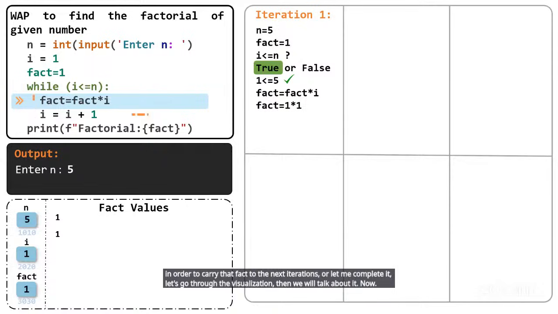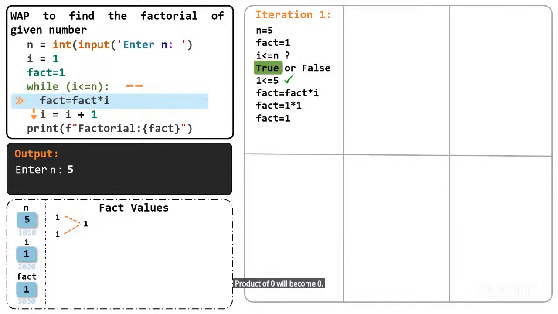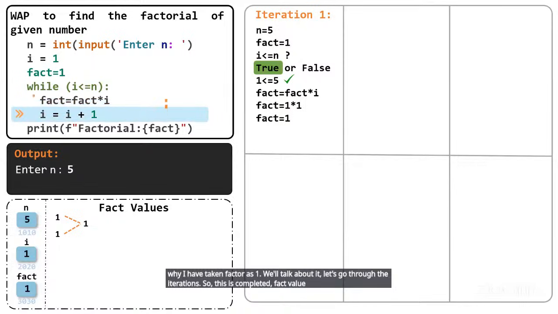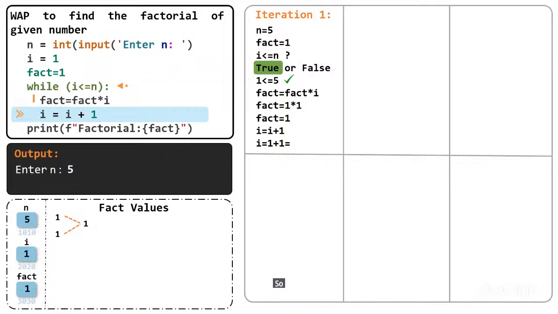Now, initial fact value is 1. 1 into 1, we are getting fact also 1. Now, why did I write 1? Because if you take 0, product of 0 will become 0. Okay. Product of anything with 1 will be itself. So that's why I have taken fact as 1. We'll talk about it. Let's go through the iterations. So this is completed. Fact value is updated to 1. Now i equal to i plus 1 we have. So i value will be updated to 2. Okay. This is the end of the first iteration.